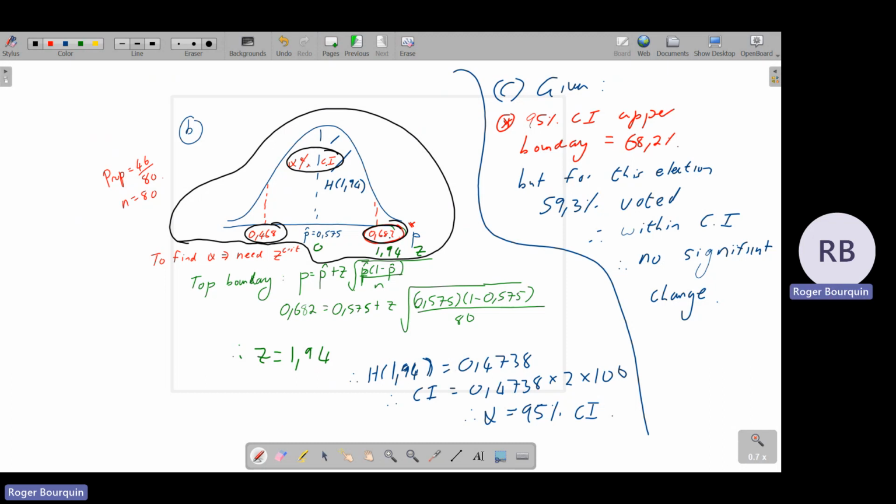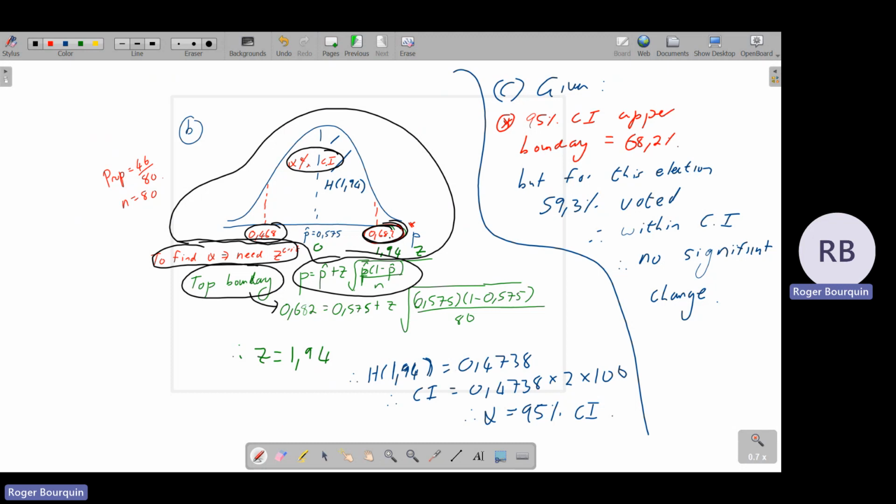To find the confidence interval, you need the critical z-score for that confidence interval. So we're going to use our formula, which we rewrite like this. It's on your formula sheet, except we add the p hat into the formula. So your upper population parameter, your top boundary, is equal to p hat plus your z-score times the square root of p hat times 1 minus p hat over n. If it is your lower boundary, it is p hat minus that.